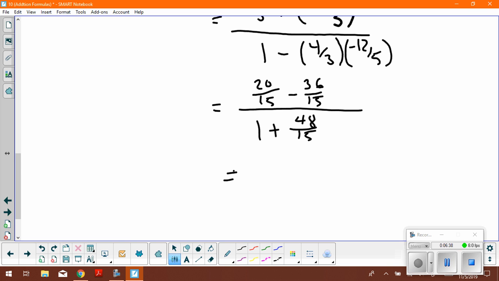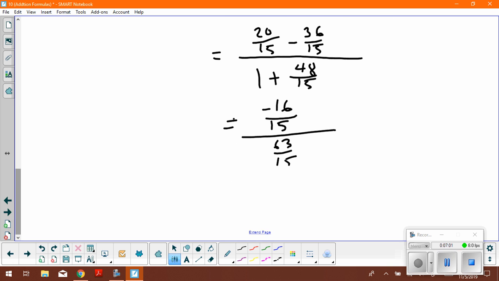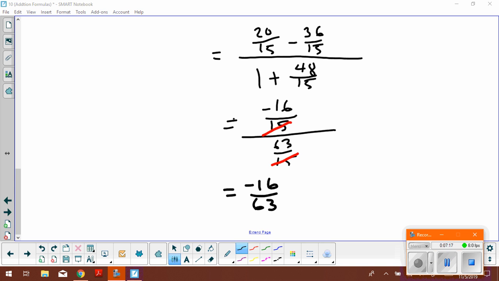Okay, and in the numerator, I'm going to have negative 16/15. Okay, in the denominator, I'm going to add 15 more there, right? So 1 becomes 15/15, so I get 63/15. Okay, so I have my double fraction here, they have the same denominator, so those will cancel out, and so therefore this is going to be equal to negative 16/63. Okay.